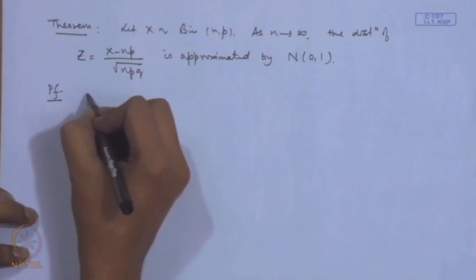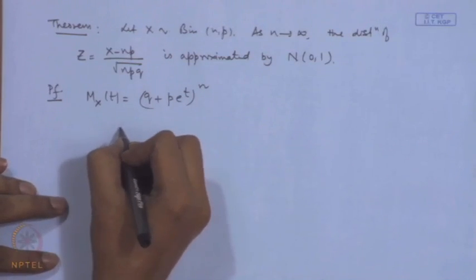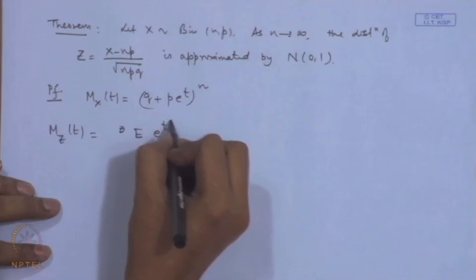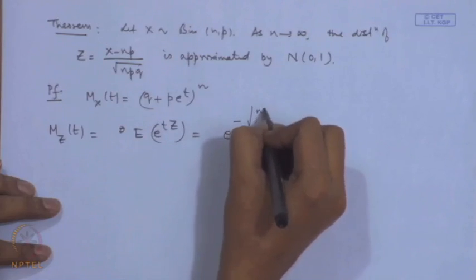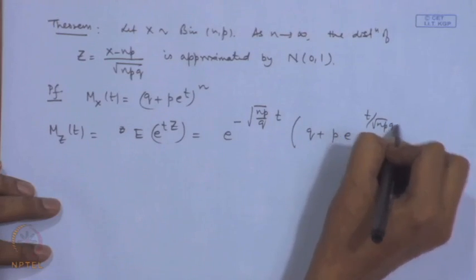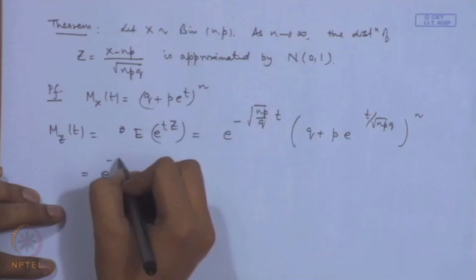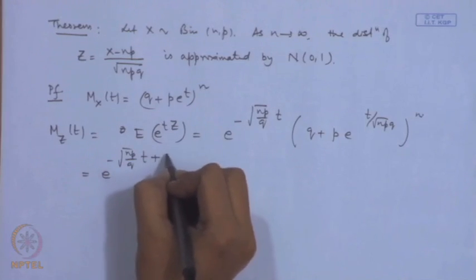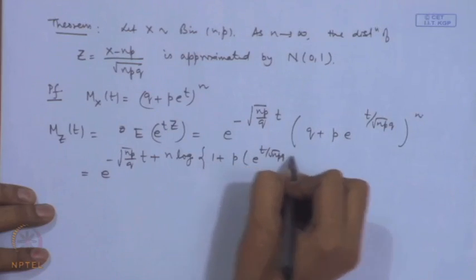The proof is, you consider the moment generating function, that is equal to (q plus p e to the power t) to the power n. Now consider the moment generating function of z. That is equal to expectation of e to the power t z. If you substitute z, this turns out to be e to the power minus root n p by q into t, times (q plus p e to the power t by root n p q) whole to the power n. Now, substitute q is equal to 1 minus p, this becomes e to the power minus root n p by q t plus n log (1 plus p (e to the power t by root n p q minus 1)).